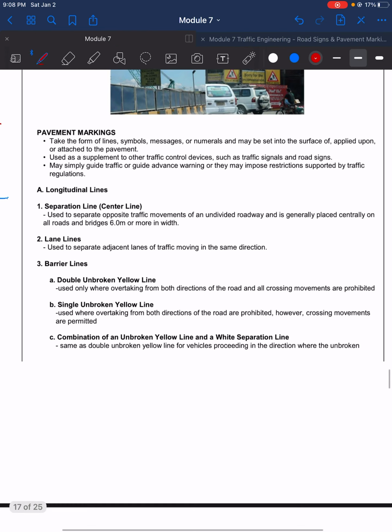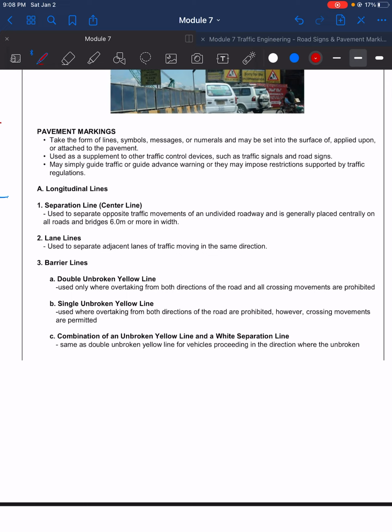Isa-isahin natin. The first one is the separation line or the center line. Used to separate opposite traffic movements of an undivided roadway and is generally placed centrally on all roads and bridges 6 meters or more in width. So, if yung road natin is meron ng 6 meters or more na luwang, then pwede na maglagay ng separation line to separate the opposite traffic. Merong sa kabila, sa right, will be pa-norte, yung isa pa-south. So, that happens when it is 6 or more in width. And this separation line, straight yan, solid line.